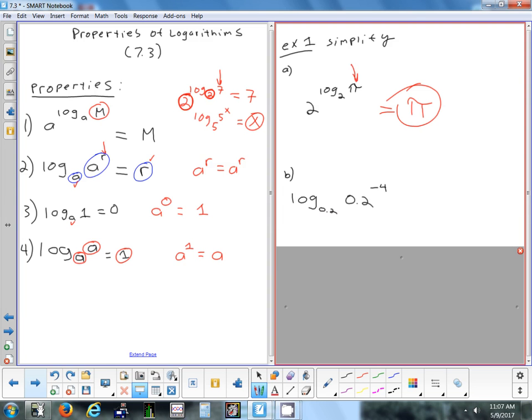Sydney, how about this one? What rule does that one look similar to? Yeah, that's rule 2. It's rule 2 where A is 0.2 and R is -4. So Riley, if we simplify that, what do you get? You get -4. That's it.